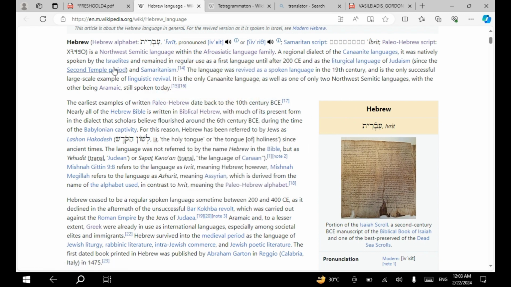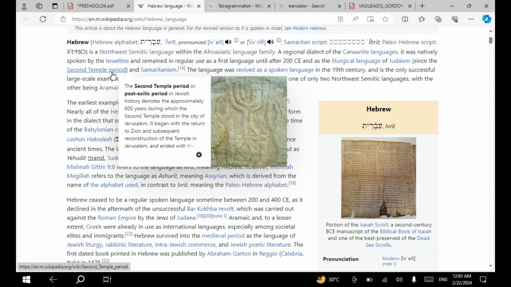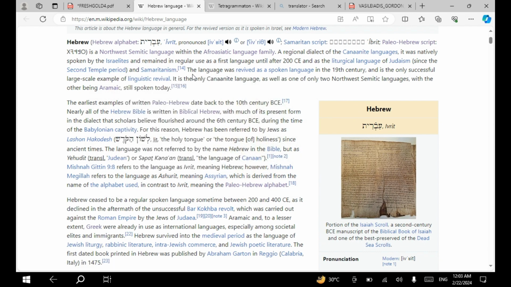It was natively spoken by, they said, the Israelites, and remained in regular use as the first language until after 200 CE, and as the liturgical language of Judaism since the Second Temple period and the Samaritans. The language was revived as a spoken language in the 19th century and is the only successful large-scale example of linguistic revival. It is the only Canaanite language as well as one of the only two Northwest Semitic languages, with the other being Aramaic, still spoken today.